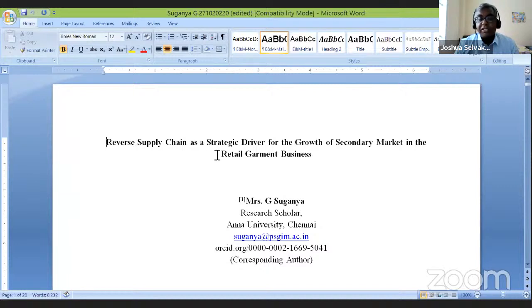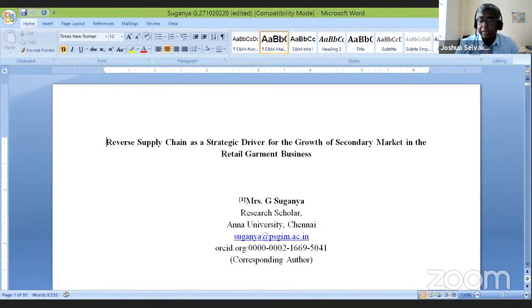Reverse supply chain, this is the second paper I wanted. This one is not a conceptual paper. This is an empirical paper where data has been gathered and tested. The first paper was a conceptual paper; this paper is an empirical paper. Empirical testing has been done on the model. This one deals with what we call reverse supply chain and secondary markets: reverse supply chain as a strategic driver for growth of the secondary markets in the retail garment business.